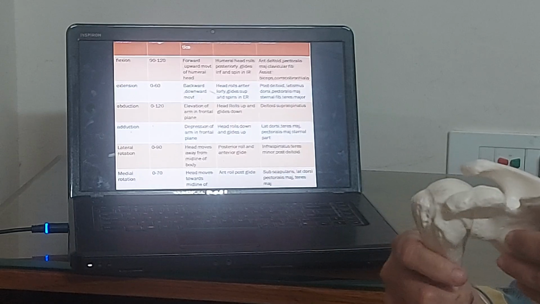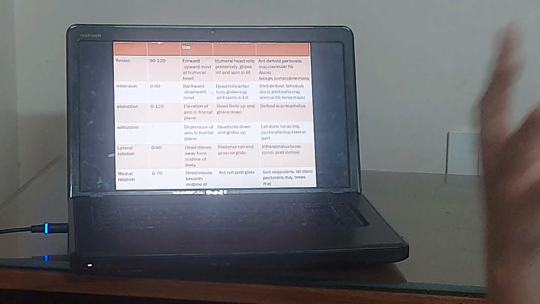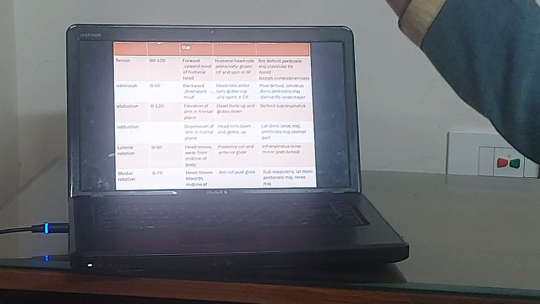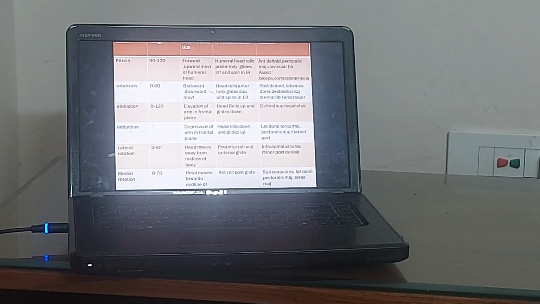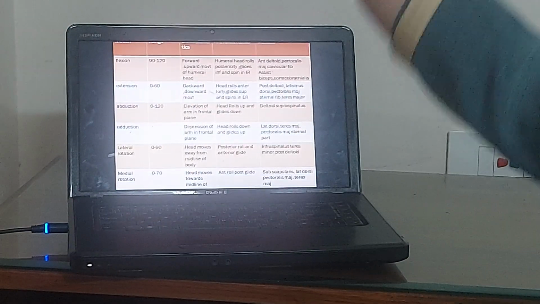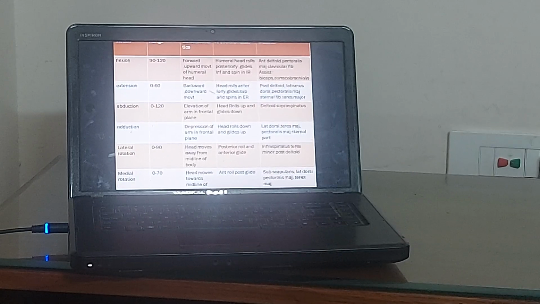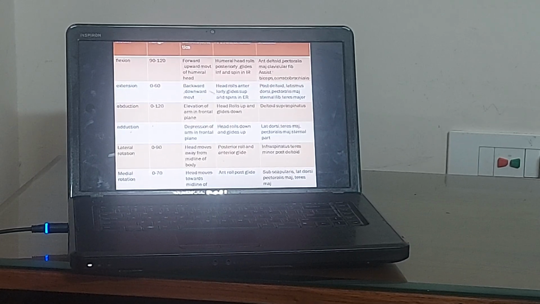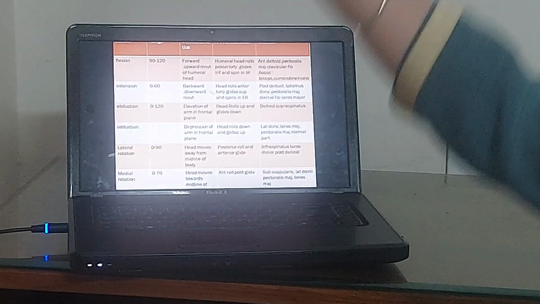Abduction: first we need to define this. When we define this, it is the elevation movement in the frontal plane. Now again, the arm is moving in elevation in the frontal plane. Flexion was the upward and forward movement, and extension was the backward and downward movement, but here you can say it is the elevation movement of the arm in the frontal plane.